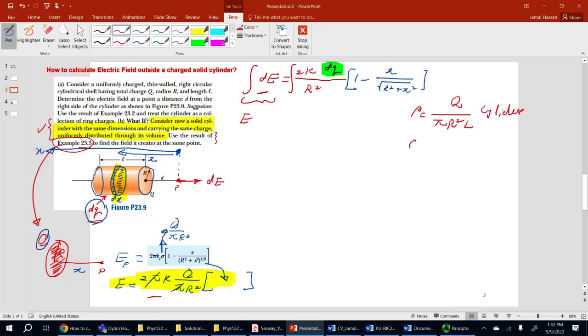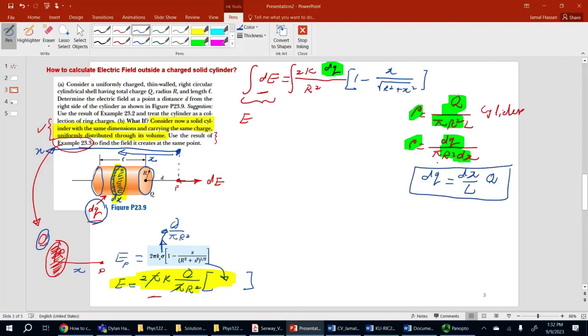For the small disk, I can write volume charge density as dQ divided by the volume of the disk. Think about the disk as a very short cylinder that has a volume of pi r squared multiplied by dx. Of course, this is the same, right? So this side is equal to that side. If we equalize these two equations, we get dQ equal to dx divided by L multiplied by total Q. So we're going to substitute this into this equation, and then we're going to proceed.